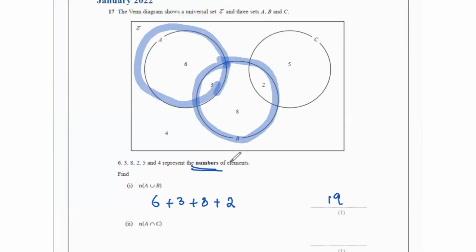So focus on the question. They've put numbers in bold so that you realize what they mean. It doesn't say that the number of elements are like 1, 2, 3, and 4, which would be 6, 3, 8, and 2. There's 6 elements in just A. Total elements are 9 for A. Total are 13 for B, and total are 7 for C. So you need to be very careful when reading the question.